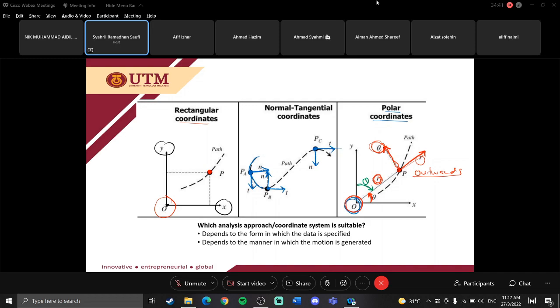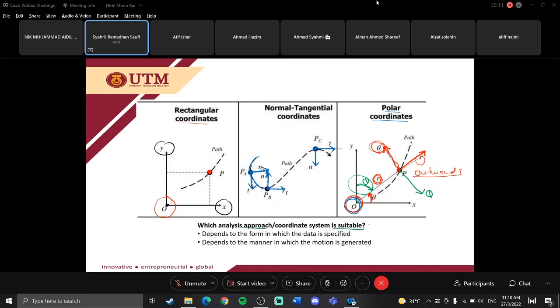So in order to draw the theta axis, the positive theta axis will become like this. This is your positive theta axis based on this direction. Okay, so when you want to draw the theta axis, please refer to the direction of the angle at the reference point.